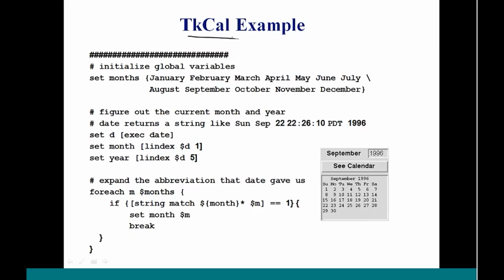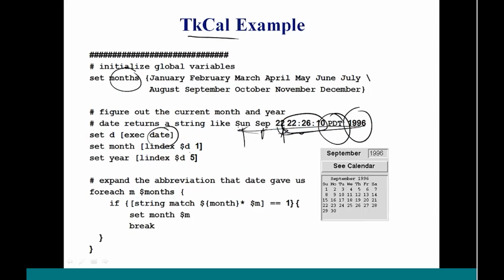Okay, so we first initialize the global variables, which are basically months, January, February, all the months of the year. Then we can execute this command called date. The date actually returns this particular string, which is the day, the month, the date, and then the time zone, and then the year. So we take the month as the index 1 of this string.